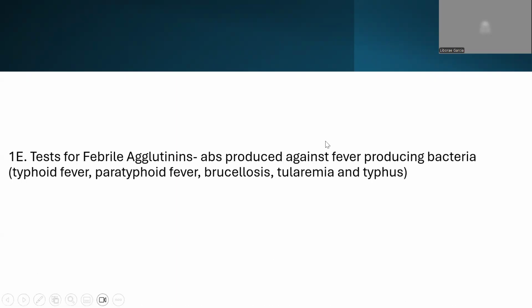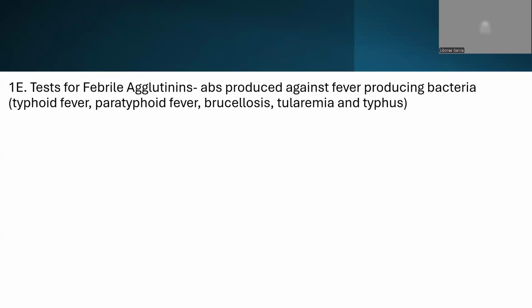Okay. So, another test for direct immunoagglutination would be your febrile agglutinins. These are agglutinins that are produced against fever-producing bacteria. Examples of these diseases are typhoid fever, paratyphoid fever, brucellosis, tularemia, and typhus.